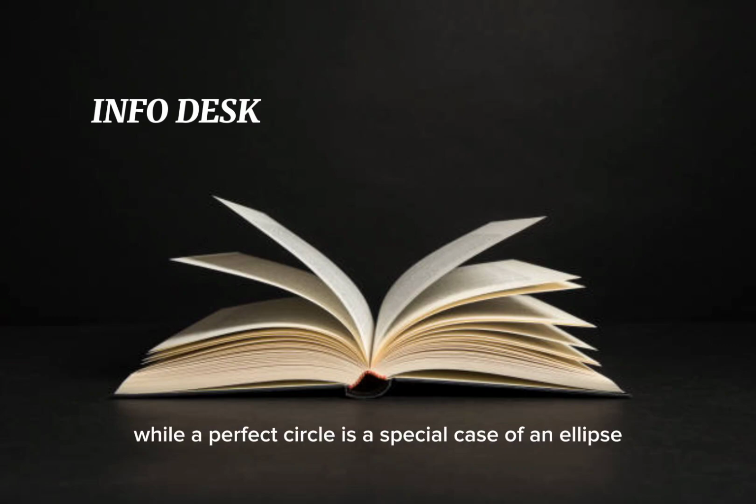Circular versus elliptical orbits. While a perfect circle is a special case of an ellipse, most planets' orbits are not perfectly circular. Instead, they have a slight eccentricity, which means they deviate from a perfect circle. The eccentricity determines how elongated or circular an orbit is.